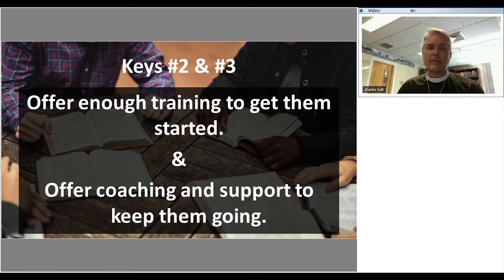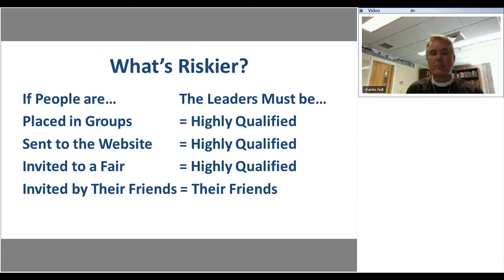So I think this might have been a slide you were looking for earlier when we were talking about when a person invites their friends, you feel more comfortable as a leader than if people are placed in groups. If you're placing people in groups, then yeah, you may be wanting somebody a little more highly qualified that you feel good about being in that role in somebody's life. But when it's one person inviting another person into their home, that takes some of the risk pastorally out of the equation.